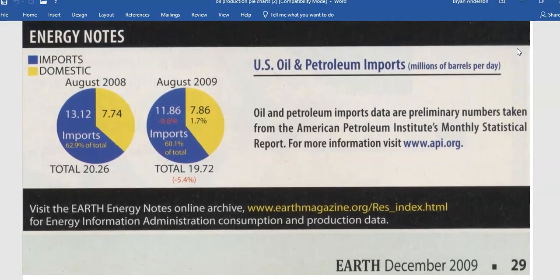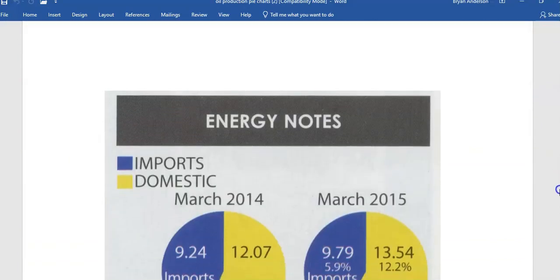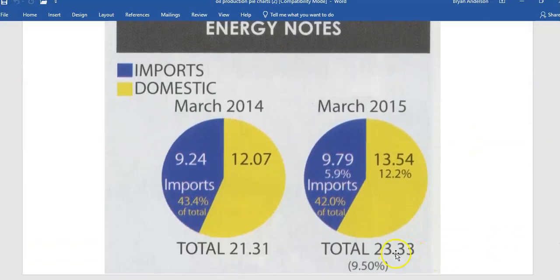If you look at the total production here in August 2009, it was 19.72 million barrels. I think it's million barrels, I'm right. And here, we're up to 23.3 million barrels. Not only are we producing more domestically, but we're producing more in total. And so, why? Where is it coming from?